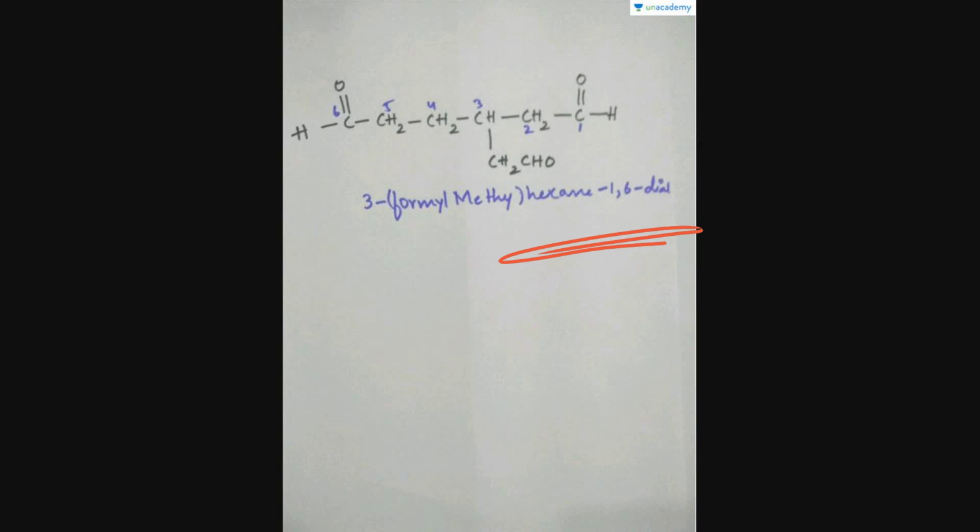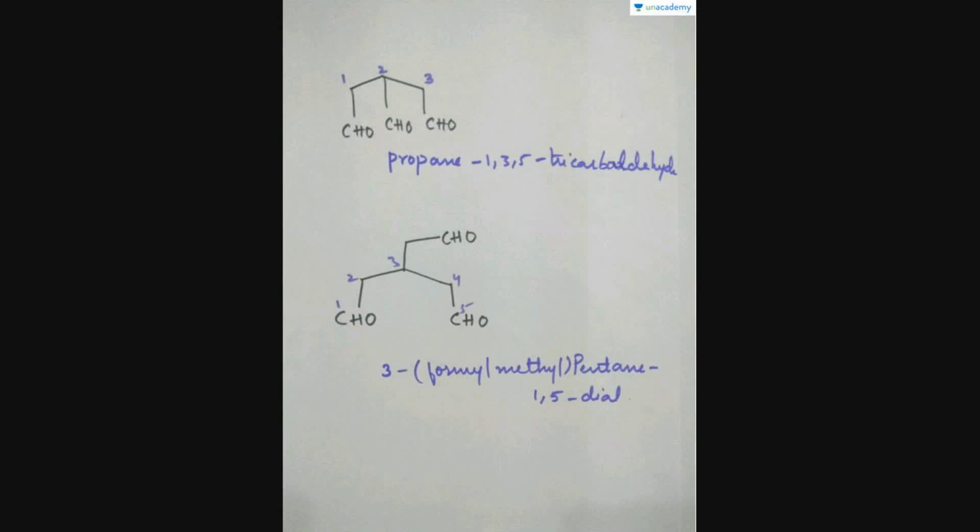If you have more than 2 same functional groups directly attached to an unbranched hydrocarbon, then we do not count the carbons in the functional group. Instead, we count the chain. Here we count this chain, that is 3, and write the name, that is propane 1, 2, 3 tricarbaldehyde.